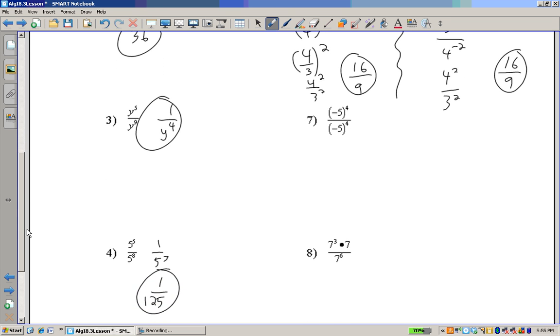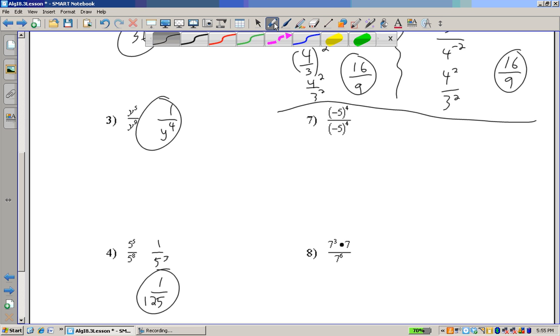All right. Here, we're going to be very, very careful here. How many negatives are on the top? There are 4. So 4 negatives. Again, negative, negative, negative, negative. These are going to be a positive. These are going to give me a positive. Positive times positive is positive.